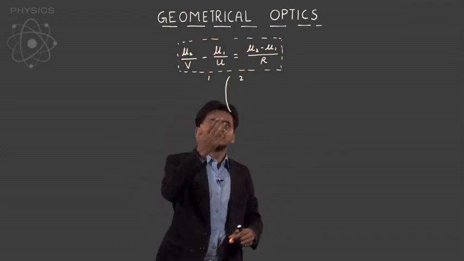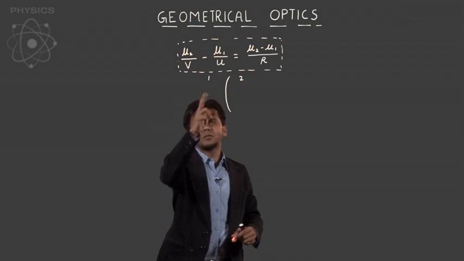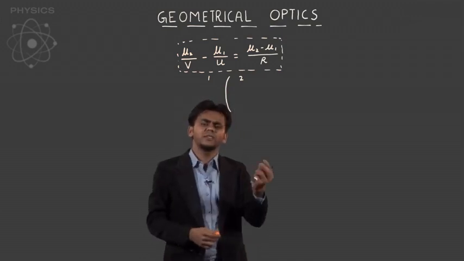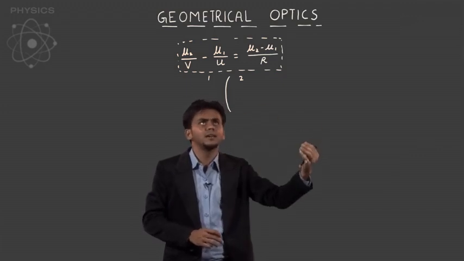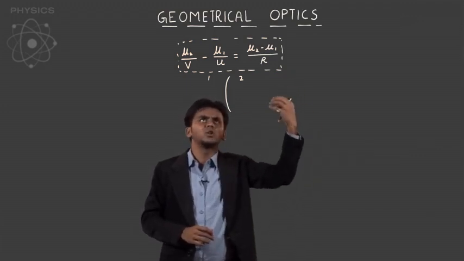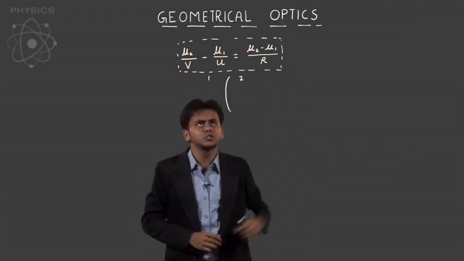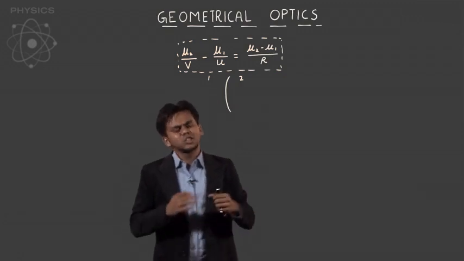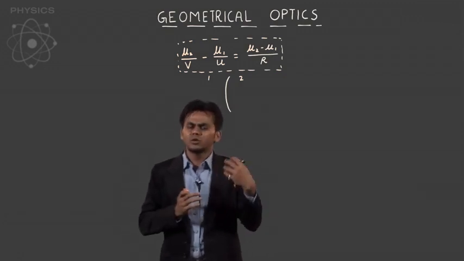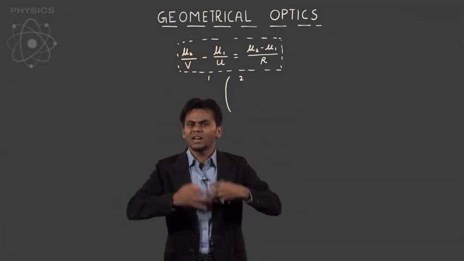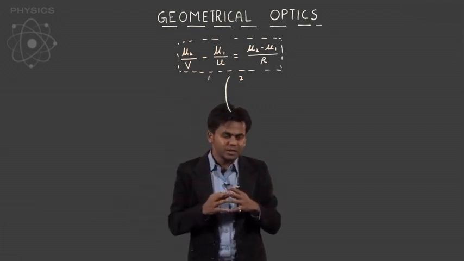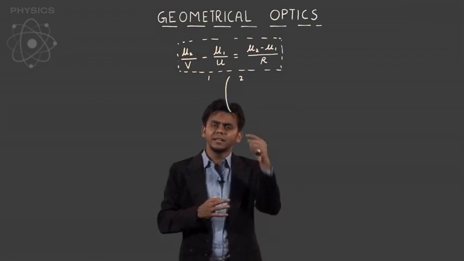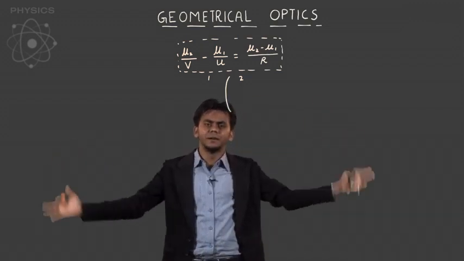This is convex on the first and concave on the second. Even if it was the other way around, concave on the first and convex on the second, the formula would have been valid because I have used my proper sign conventions. Now, naturally, you could get a hint that I could have created a sort of third medium, rather not a third medium, but a medium which is inside a bigger medium.